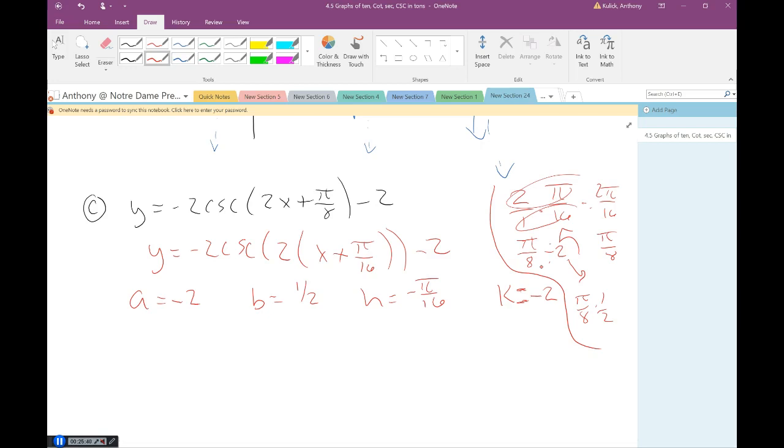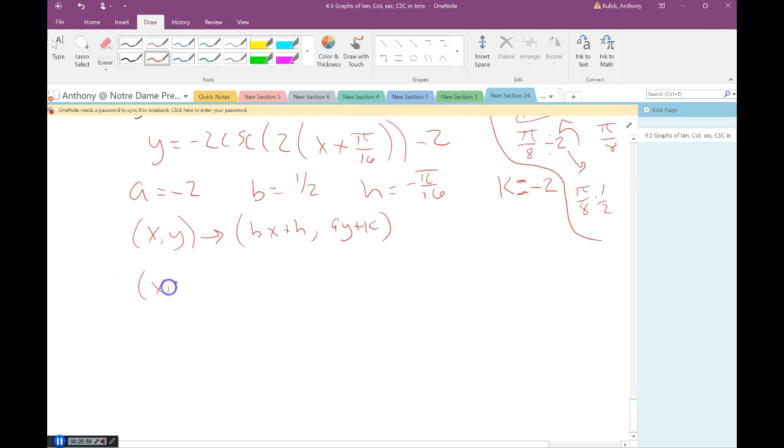Okay. Now that we have that sorted, we're ready to write our map. And every single time, our map looks like this. So when we plug these things in, our b value is 1/2. Our h value is -π/16. Mr. Kulik, you're a jerk for picking such a horrible looking fraction. So far, so good.